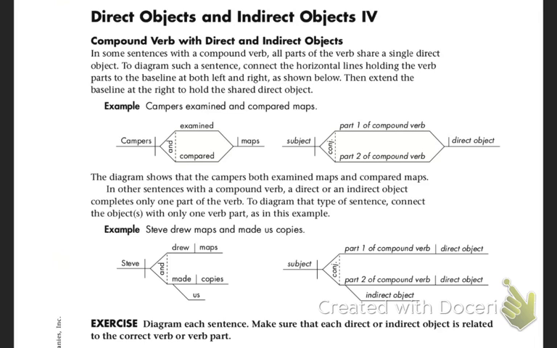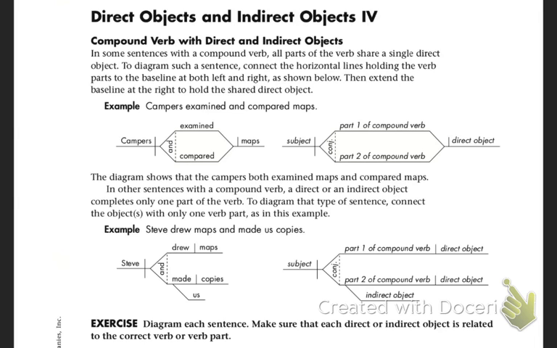And let's talk about the sentence. Campers examined and compared maps. So when you come across a compound verb, all of the verbs share a single direct object. You must connect the forks at the end together to make like a diamond shape or whatever that shape is, and then go on with the baseline, okay?